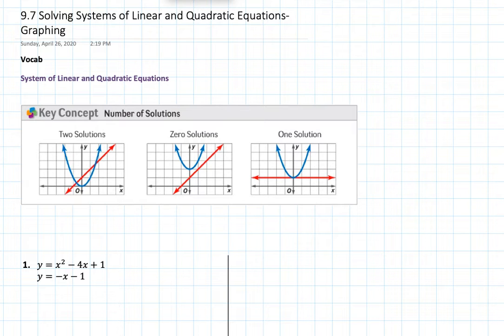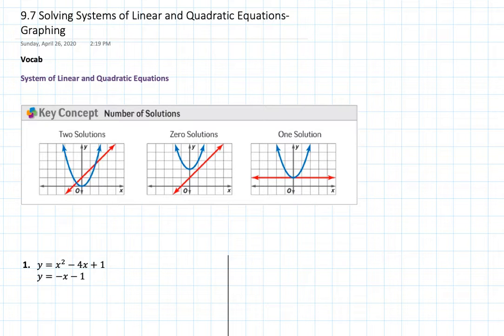Hello, Algebra 1. We are going to do 9.7 today, solving systems of linear and quadratic equations. We're going to solve them two ways. The first way we will solve by graphing, and the second way we will solve using algebra.